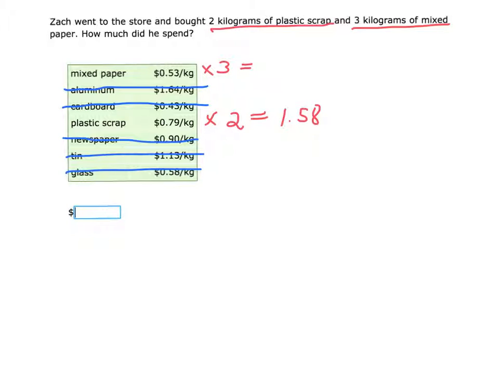And then mixed paper, it looks like 3 kilograms of mixed paper, so that's times 3. Well, 50 cents times 3 is $1.50, and 3 cents times 3 is 9. So this is $1.59. We'll use the calculator to confirm that. It's always better to be sure, in case you made a mistake mentally. So 159 and 158. And so to figure out the total amount of money that he spent, I just have to add these two amounts together.